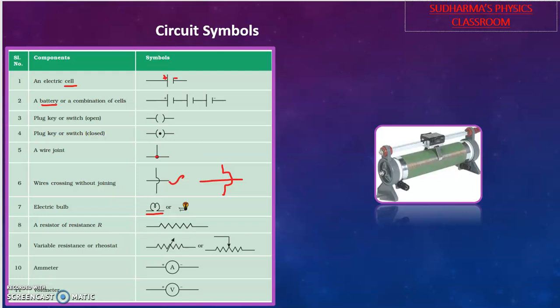Another thing is a variable resistance. When you represent a resistor like this, right, this has a constant resistance value, and it is represented by the letter R. If I have to change the value of the resistor, I can use a variable resistor, or rheostat. So this is what you see in this picture. This is the rheostat.